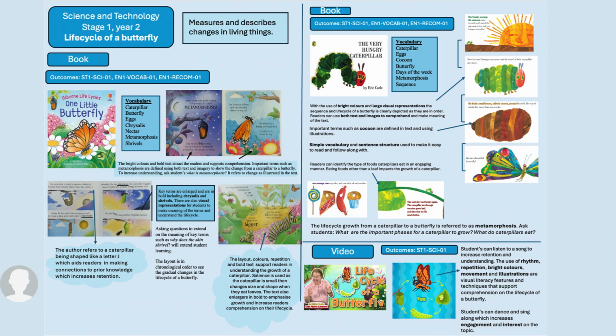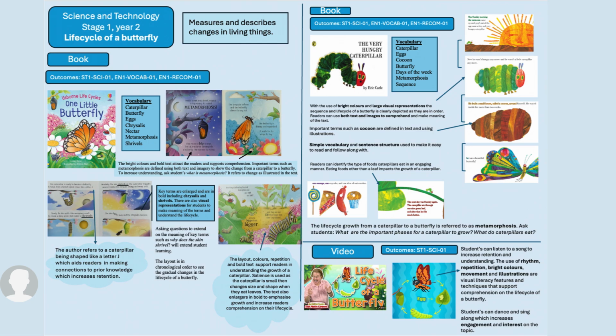Now, the text includes simple sentences and sequencing to make it easy to follow. So, for example, to depict the life cycle stages of a butterfly, the author illustrates that when a caterpillar is ready to become a butterfly, it hangs from a branch upside down like the letter J. Making a connection with the letter J encourages young readers to make connections to prior knowledge, which increases their attention as they are now aware that when looking at a caterpillar shaped like a J, it indicates it is ready to turn into a butterfly.